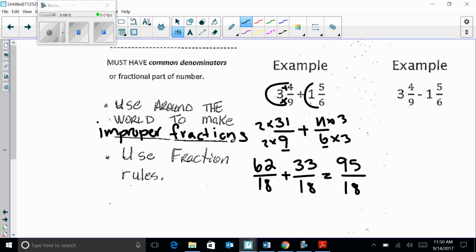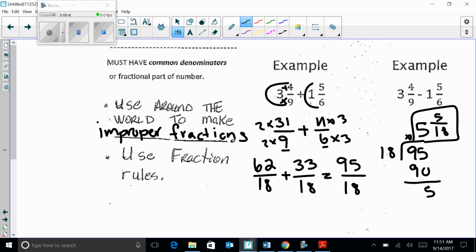But that's improper. We can't leave it. So I've got to divide to turn it back into a mixed number. If you need to do some side work to figure out how close to 95 you can get, side work is always encouraged. I'm going to go ahead and tell you that 18 will go into 95 5 times, which is 90. That leaves me with 5 left over. So my 5 becomes my numerator and my 18 becomes my denominator. My answer is 5 and 5/18 as a final answer for this problem.